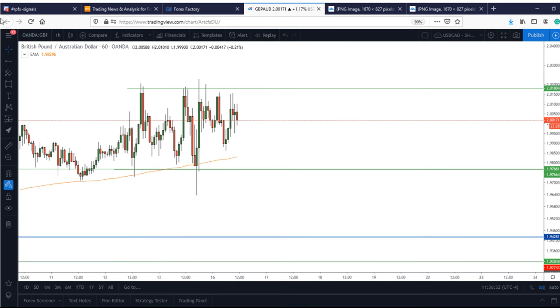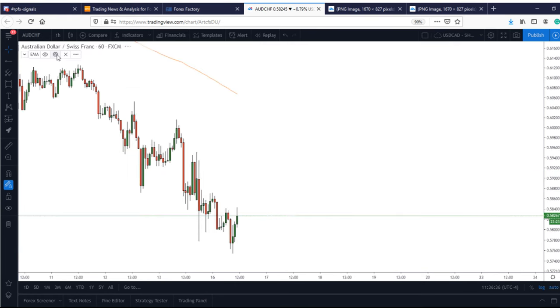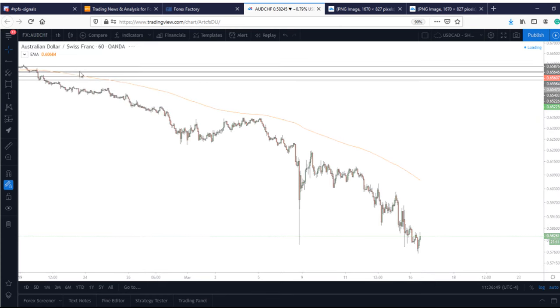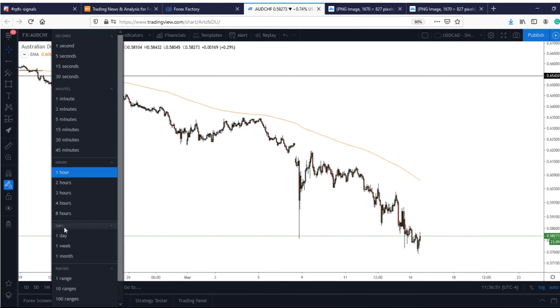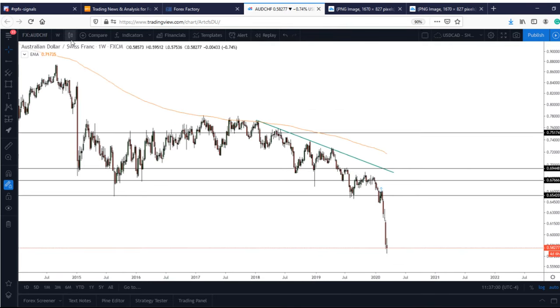Aussie CHF. Let me try to find one with analysis if there is any. Nope. Alright, cool. Aussie CHF, let's take a look. The reason why I don't have any levels is because it's creating new lows. That's why.